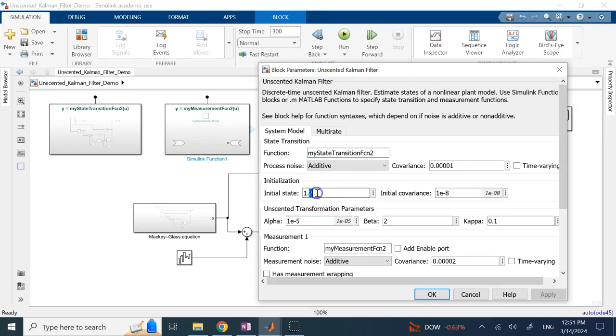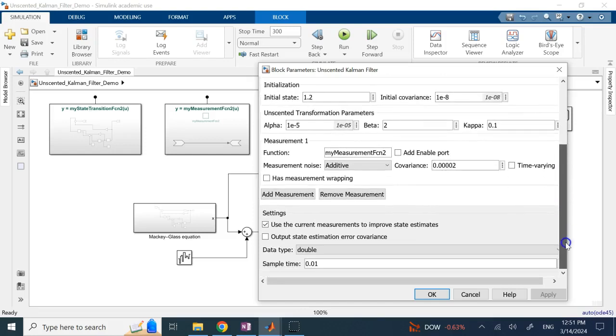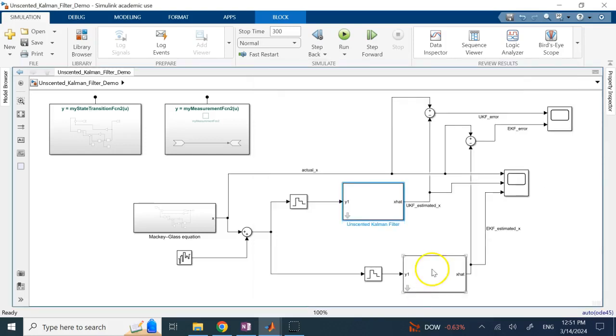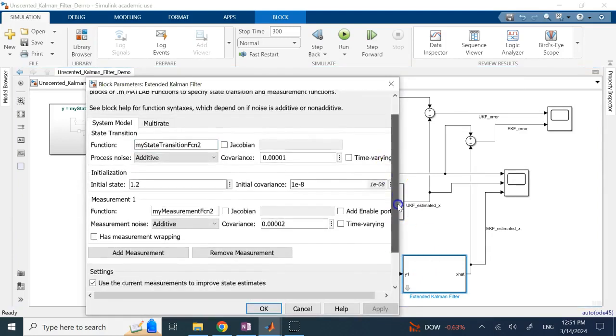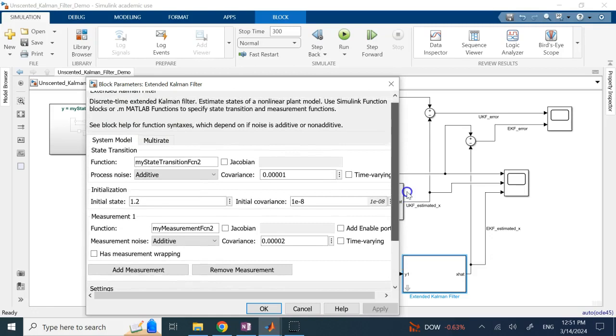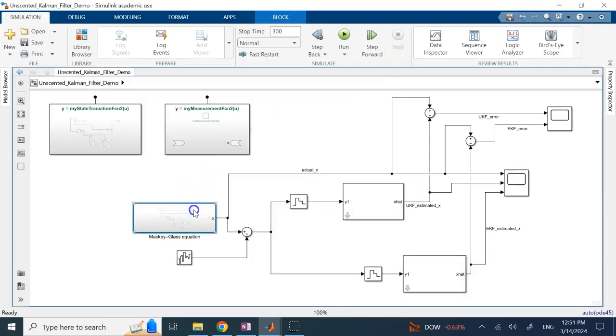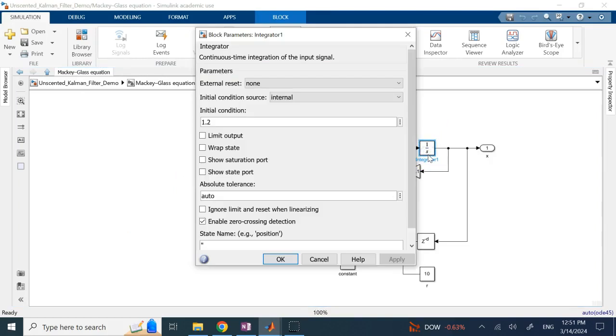And you see the initial condition is 1.2. Since I know my initial condition well, for the initial covariance I picked a very, very small number. You cannot use 0. This is that Q, this is the R. And the parameters I chose: beta is 2, kappa is very, very small, and alpha is very, very small as well. I don't have any other measurement or anything. Sample time is 0.1. Everything is exactly like what is used in EKF, except EKF does not need alpha, beta, or kappa, so I used all of those. Again, my initial condition is what? 1.2, as you can see.